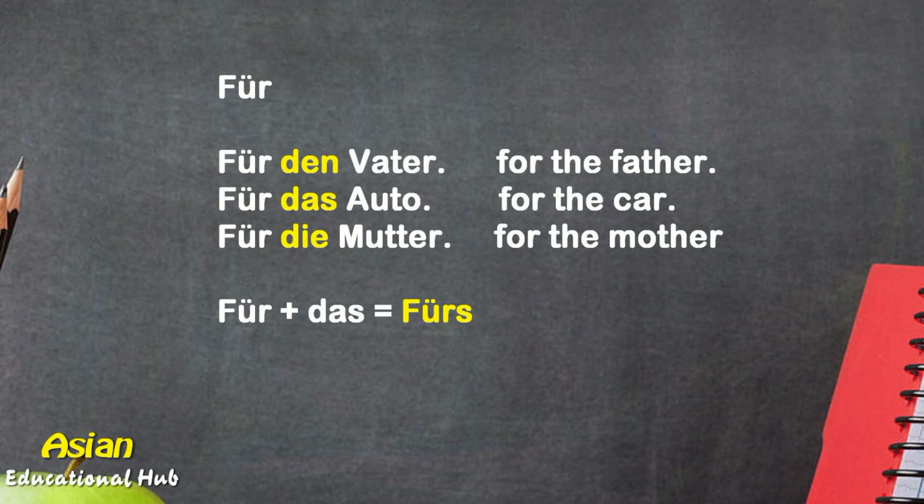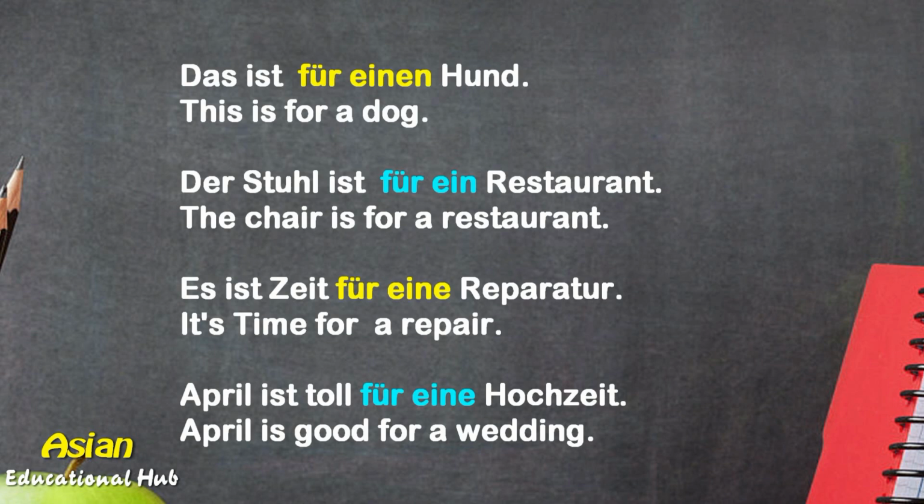And one thing you must remember, für plus das equals fürs. So sometimes you can see fürs also. Das ist für einen Hund. This is for a dog. Für einen. So we have used here einen because it is accusative. Der Stuhl ist für ein Restaurant. The chair is for a restaurant. Because it is a neuter noun, we have used only ein.